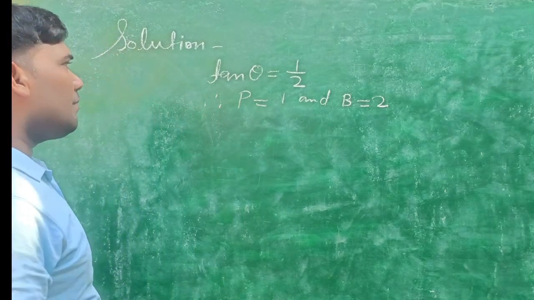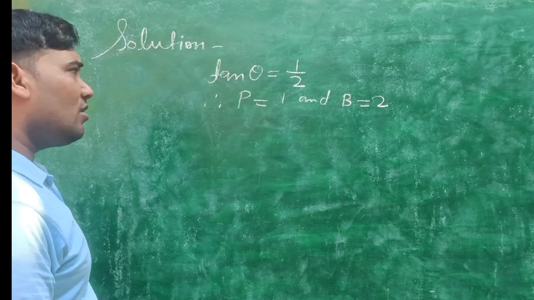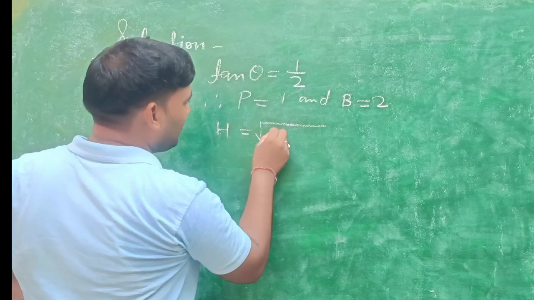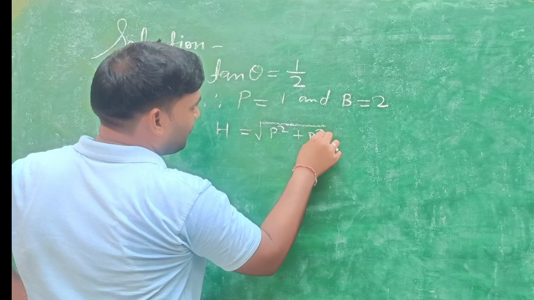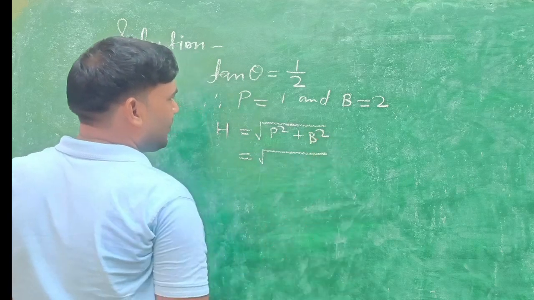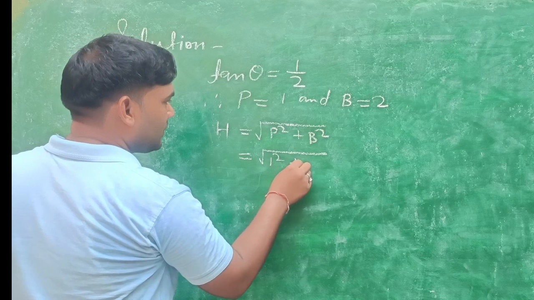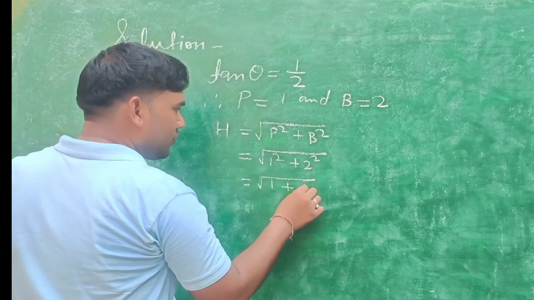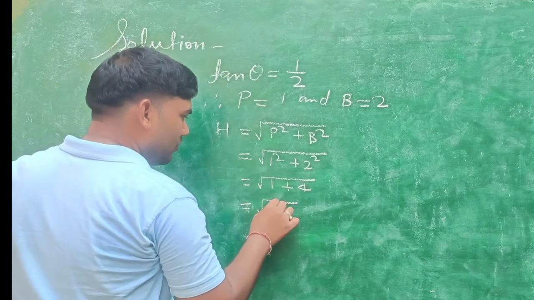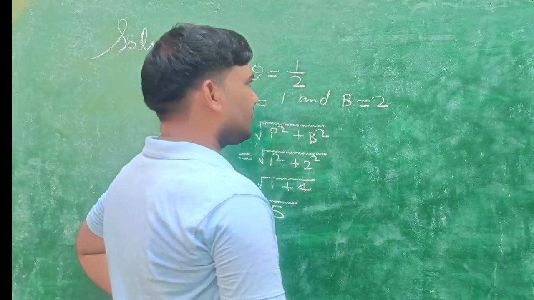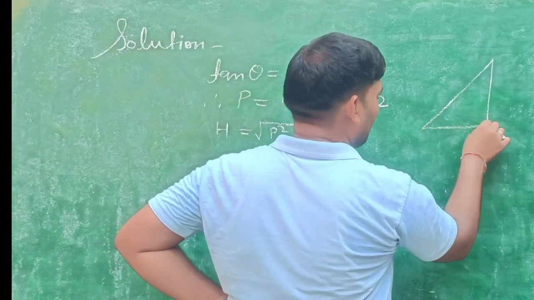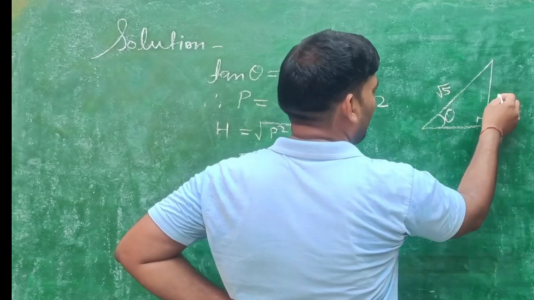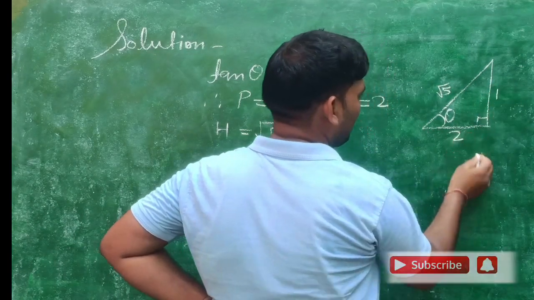Okay, and with the help of P and B we will find out the value of H, and we know that H is equal to under root P square plus B square. Okay, now put the values of P and B. So there will be 1 square plus 2 square, and here will be 1 plus 4. After this we can write here root 5. So finally we got the value of hypotenuse is root 5. So here will be root 5, and this is 1 and base is 2.